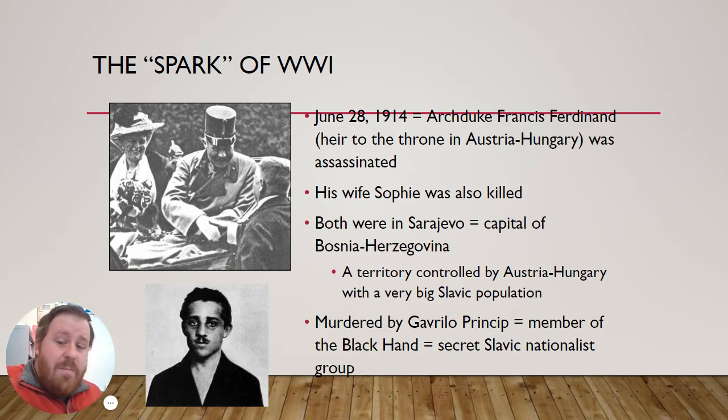Okay, they were murdered by a guy named Gavrilo Princip, who's a member of the Black Hand. It's a secret Slavic nationalist group, a terrorist group, you could call it. And actually, the Black Hand has different arms in different places. It's really active in Italy as well. But here it's a Slavic nationalist group that had planned this to murder the Archduke.